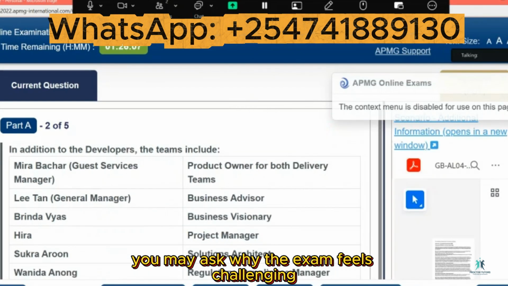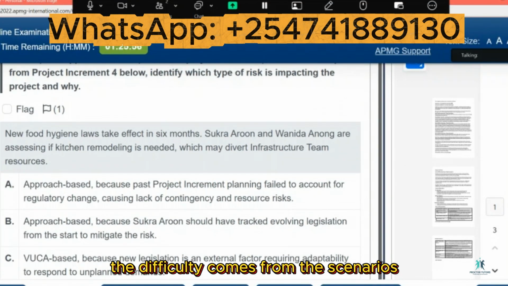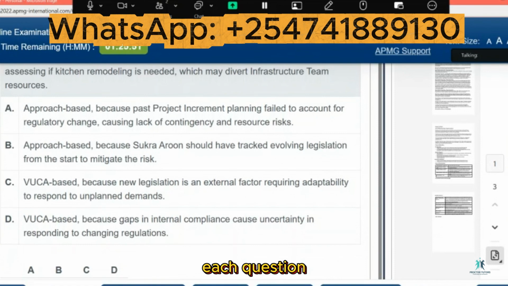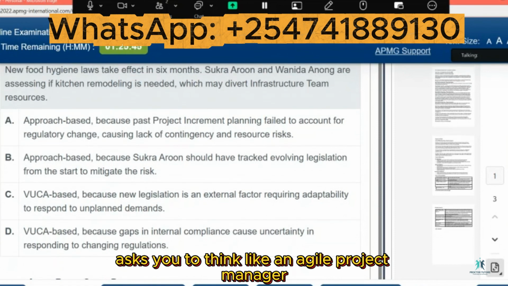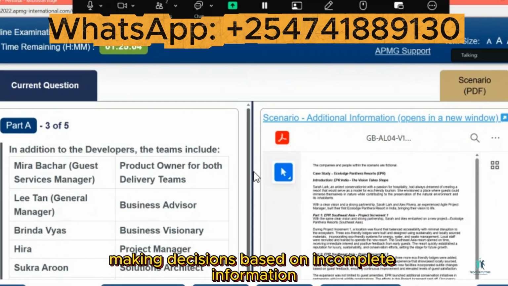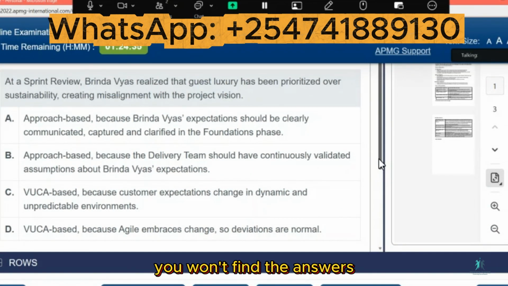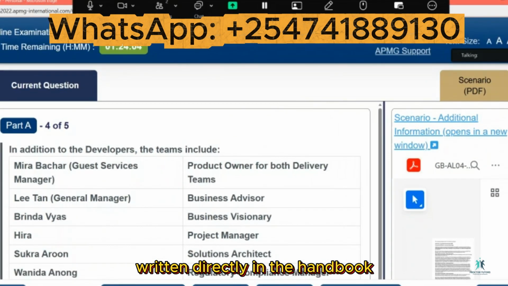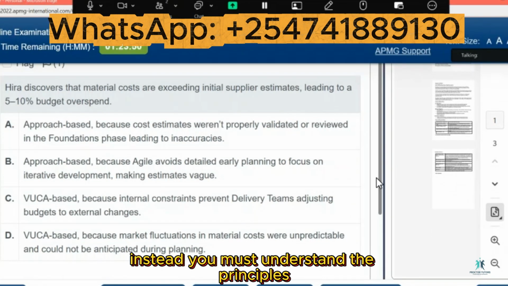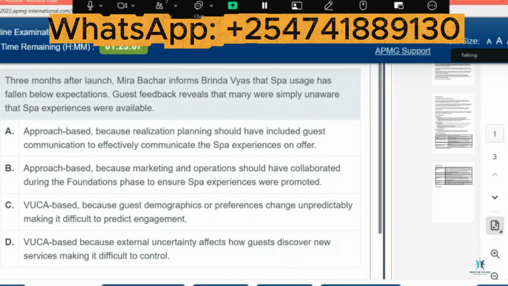You may ask why the exam feels challenging. The difficulty comes from the scenarios. Each question asks you to think like an agile project manager, making decisions based on incomplete information, shifting priorities, and real-world constraints. You won't find the answers written directly in the handbook. Instead, you must understand the principles deeply enough to apply them in dynamic project situations.